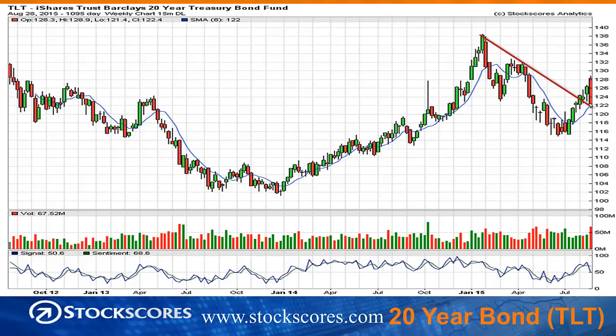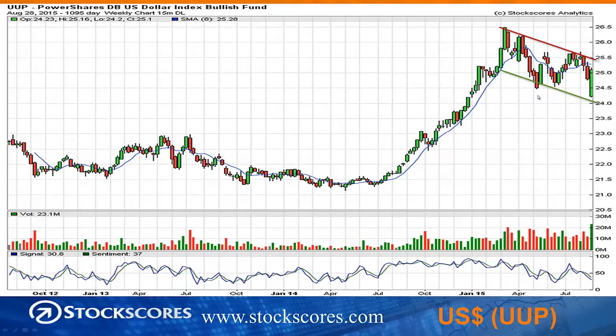It's still got a little support at the old trend line there, so we could see a bounce off of that in the short term, but I think it's more likely that the bond market is going to move back into this downward sloping channel, which means higher interest rates ahead. Not critically higher, but certainly starting to price in a raise in rates by the U.S.